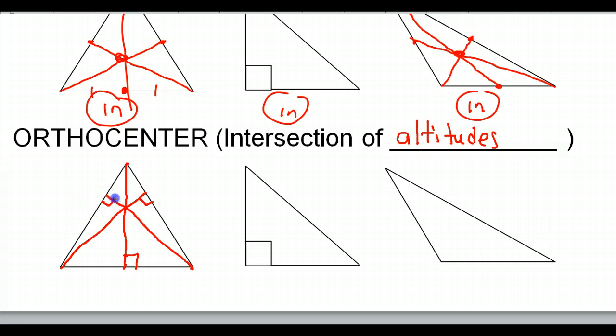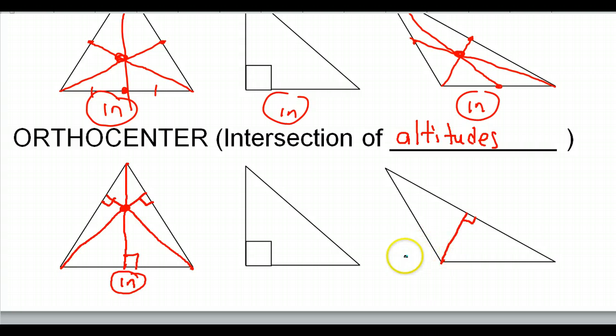Alright. These are my three altitudes. So that's definitely going to be inside. Now let's skip to the obtuse one. Okay. Now I have to be careful. This one would be pretty easy. Vertex to a perpendicular. Okay. That one's going to be like that.